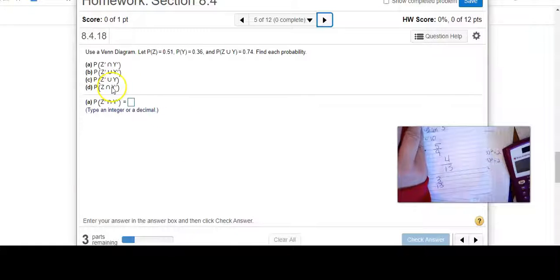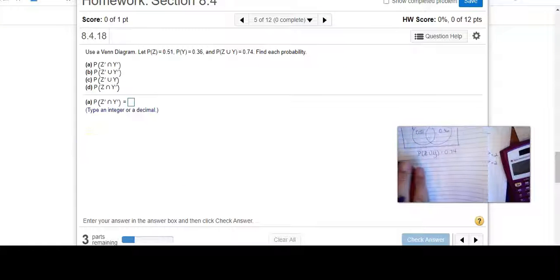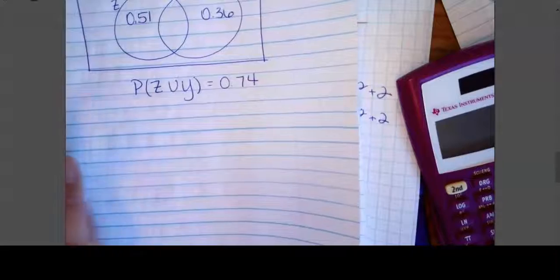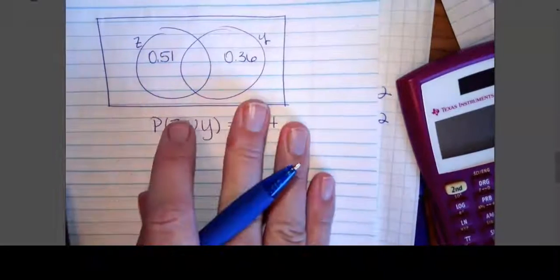All right, using a Venn diagram, let P of Z equal 0.51. Let P of Y equal 0.36, and let the probability of the union of Z and Y be 0.74. So find each probability. So let me draw this and then we'll come back. Hang on. I made this pretty picture and it's not complete. I'm going to have to redraw it.